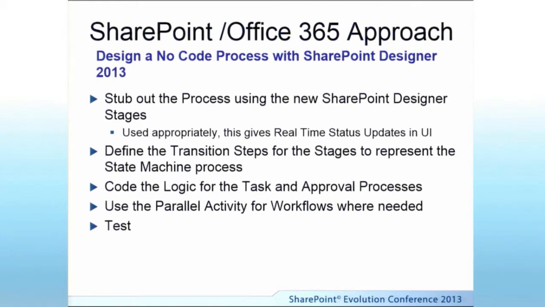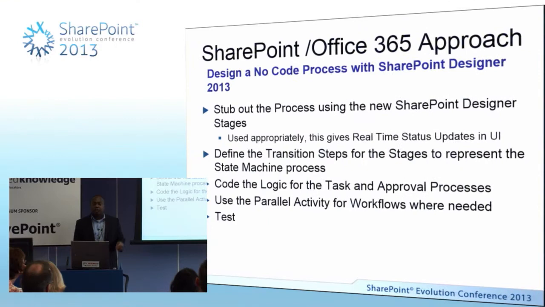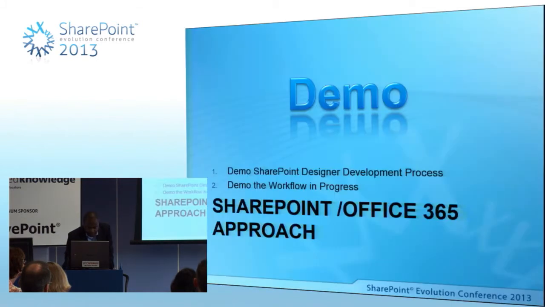So the first thing I did was stub out my process using the SharePoint Designer stages. Stages are new to SharePoint Designer 2013, and what stages give you is the benefit of state machines, right? Because you can say, move here, then move here, then move there. Used appropriately, it gives real-time status in the UI for the status fields. You define the transition steps for the stages, so basically coding the logic to go between them, and coming up with the parallel activities.